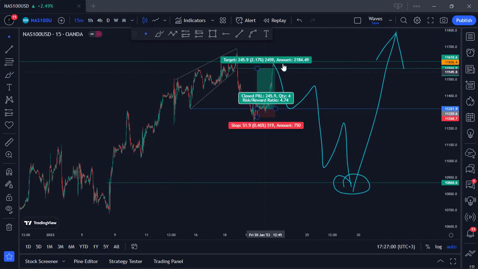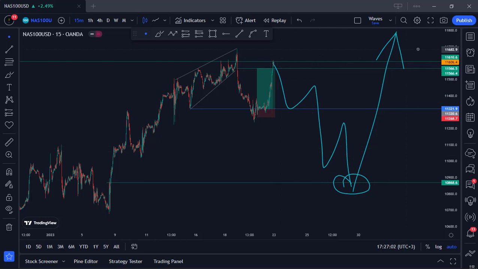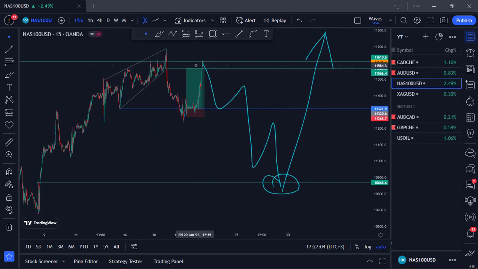Okay guys, so be aware of that, and be careful when taking trades over here on this peak. Don't look for buys on this peak over here. Wait for price action to happen first to see the exact direction of the market.